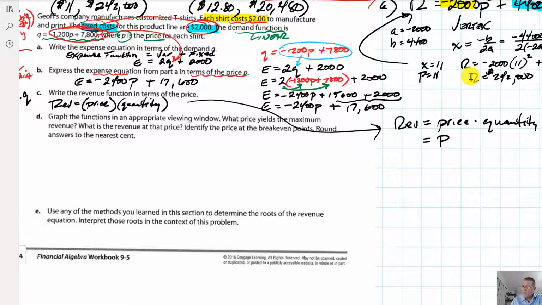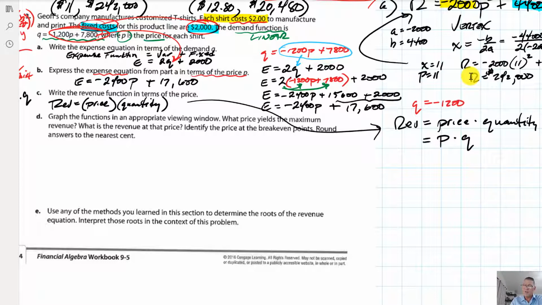Now we know Q, the quantity demanded, or your demand function, needs to be substituted in here. So I'm going to take our demand function and write it above. Look in the main problem here. It says up top that Q, which is your demand, is equal to negative 1,200 times P plus 7,800 more.